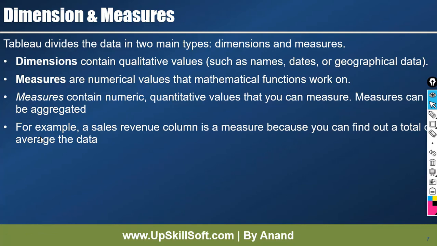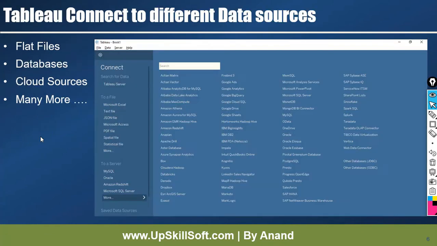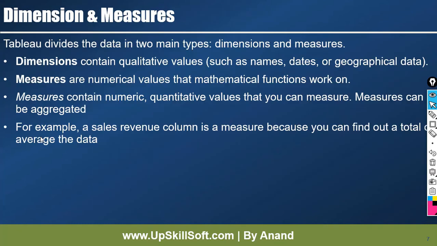So when you connect to data, what exactly happens? We are saying that we connect to the data, but once you connect to data, what is going to happen inside Tableau? Tableau divides your data into dimensions and measures. What is a dimension and what is a measure? Dimensions are any descriptive fields describing qualitative values like city name, country name, name of the person. All these are the dimensions.